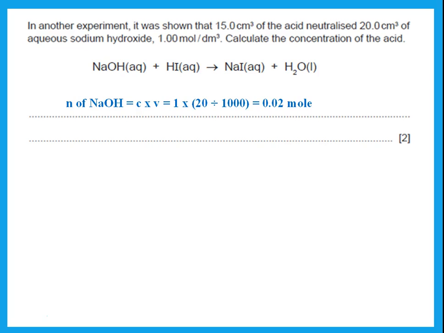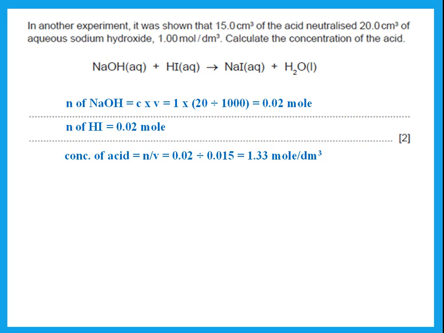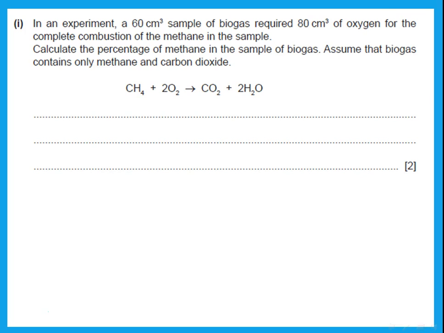He's asking about the acid. I look at the equation and relate it. What would be the number of moles of the acid? Well, the equation says it is the same as sodium hydroxide. So the number of moles of hydroiodic acid, this is hydroiodic acid, is 0.02 mole. Now, he's asking for concentration. How do we get concentration? Concentration is number of moles over volume. So the number of moles that we got over the 15 centimeter cubed divided by 1000 before I put it into the equation. So I end up with this concentration. Okay.